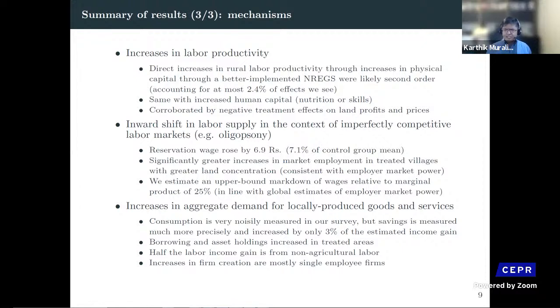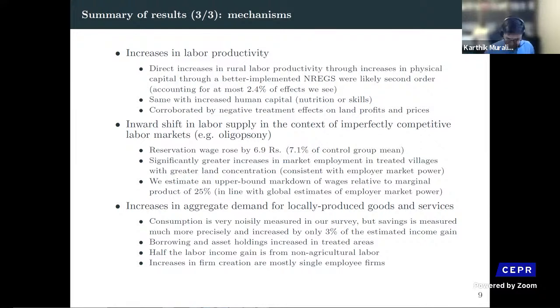Okay, so putting this together in mechanisms, it looks like direct increases in productivity were likely second order, but we do see pretty compelling evidence of market power and aggregate demand. And again, these are not meant to be mutually exclusive. There could still be other things going on, but we're focusing on the three most likely proximate stories for why wages and employment could have gone up at the same time.